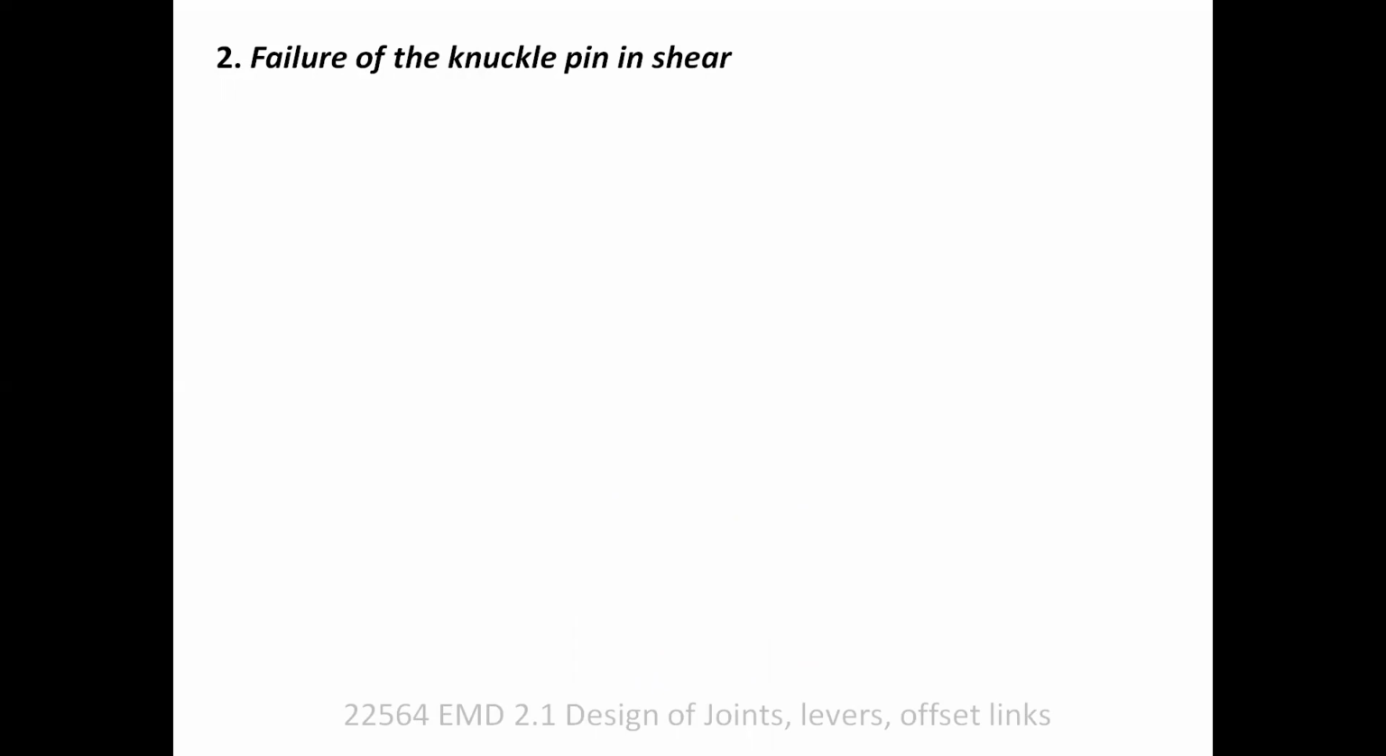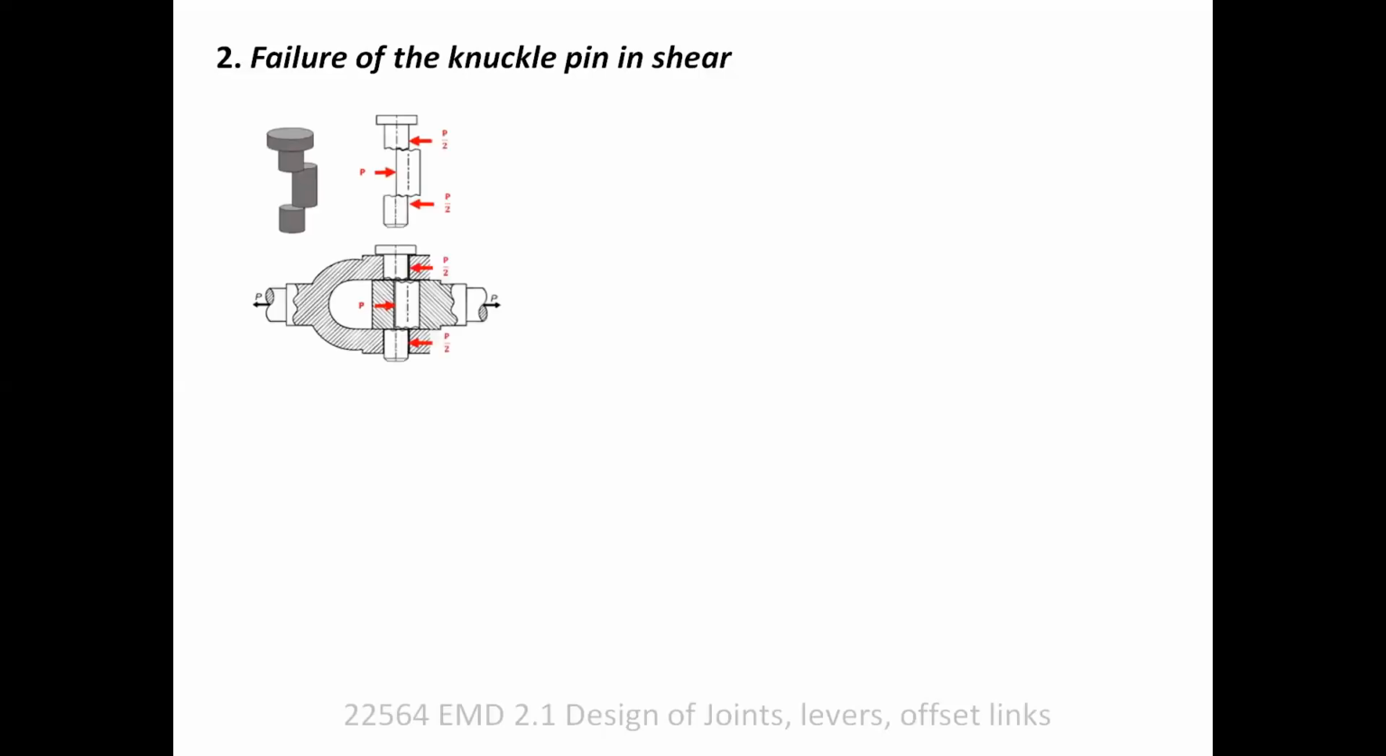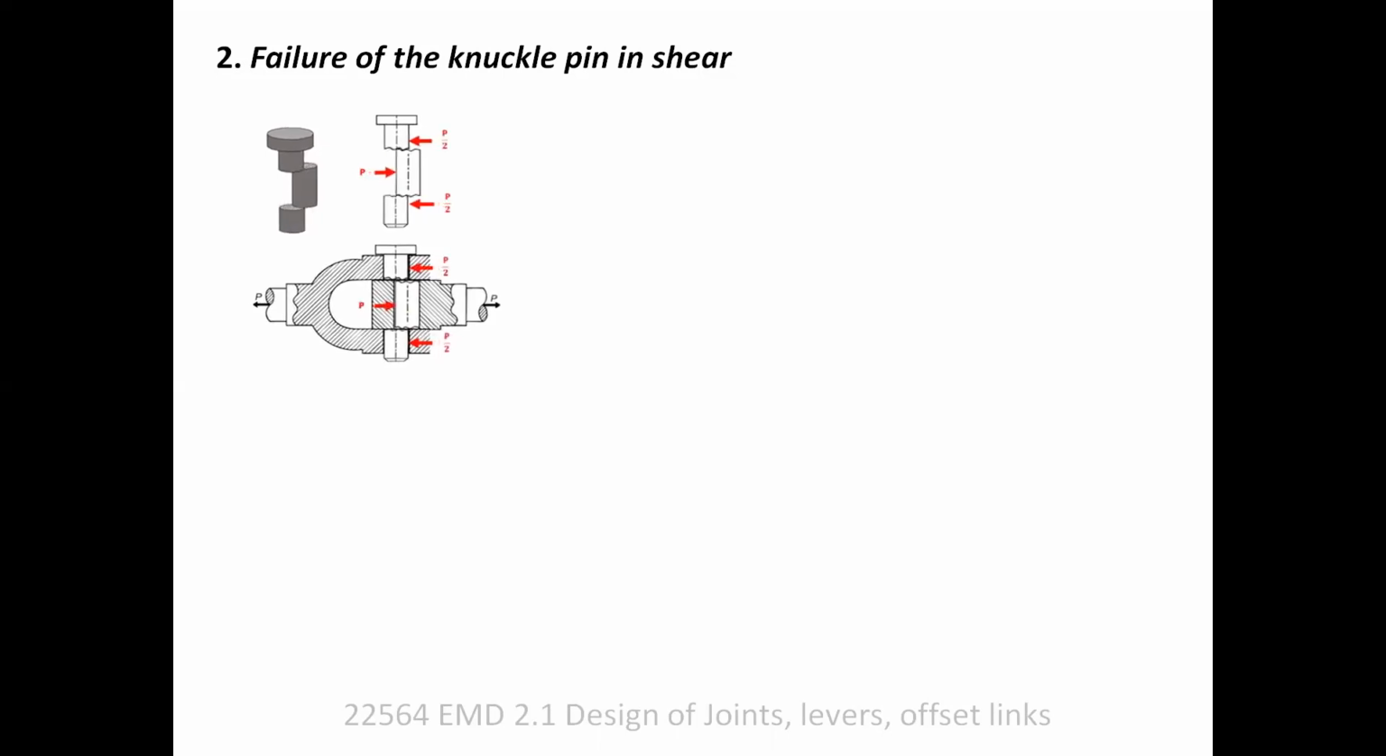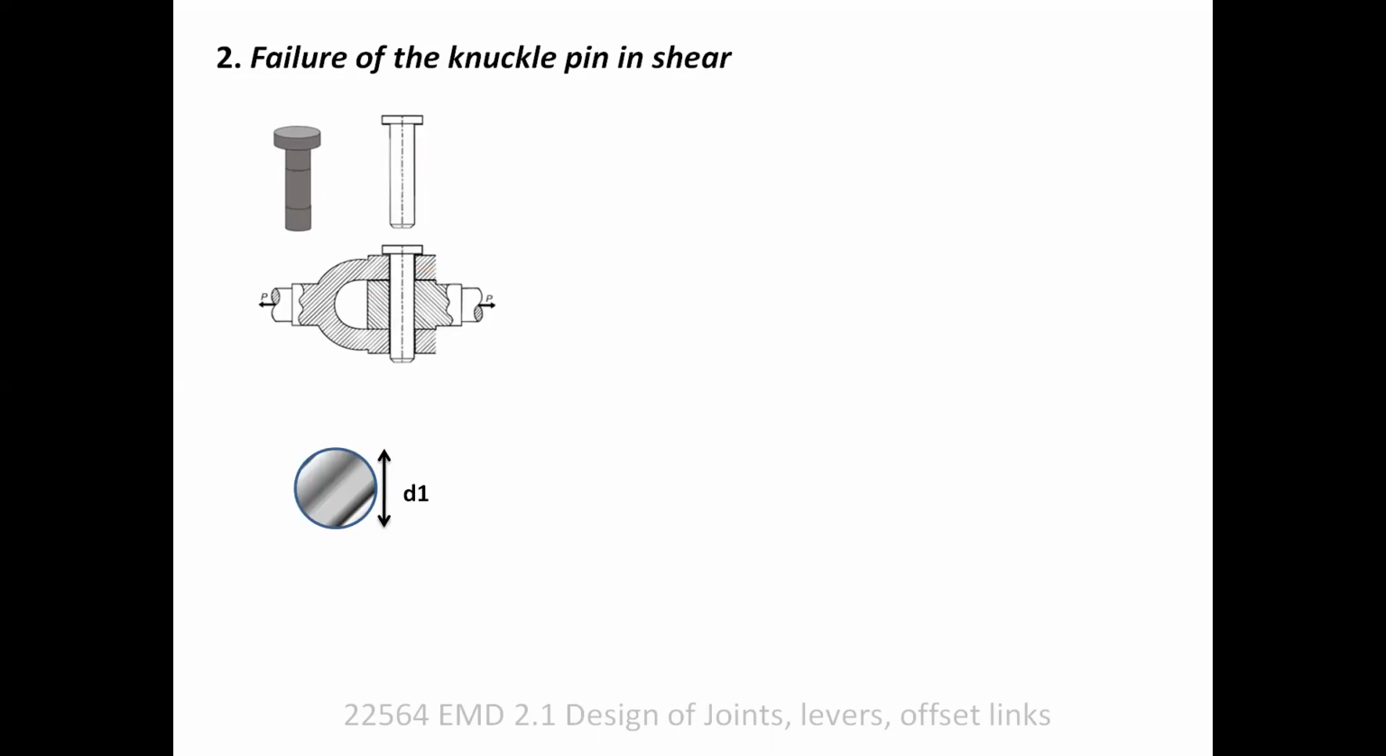Knuckle pin is the central pin. Obviously it fails in shear. So look at the picture, how it is going to fail. In the figure there is a double shear. You can see the pin is going to shear out. When the pin is going to shear out, what is the area? The area is similar to a circular cross section having D1 diameter. But there is a double shear. Why is it double shear? Because the failure is at two places.